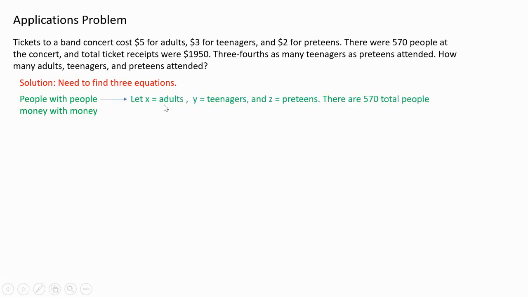So let's first start with people with people. So we're going to let x equal adults, y equal teenagers, right, in order, and z equal preteens. There are 570 people, total people. So that'll be x plus y plus z equals 570.